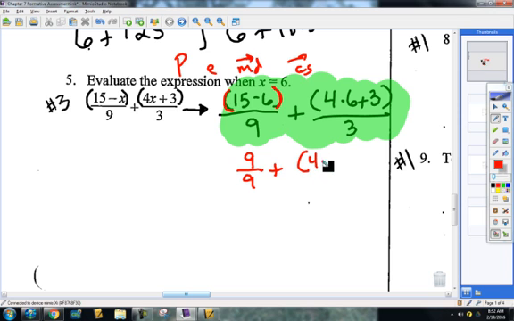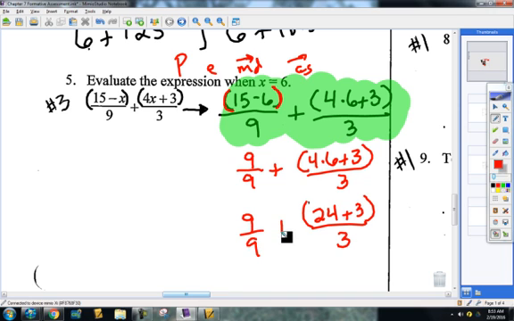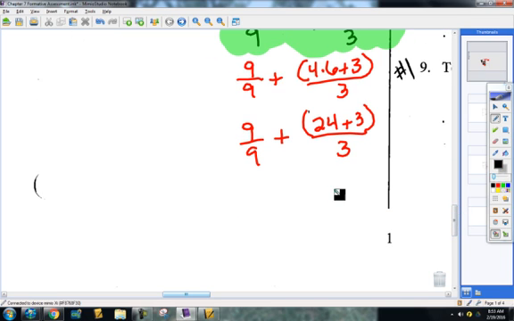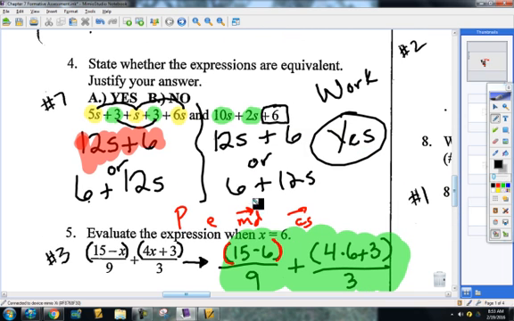Remember, everybody in this room is capable of understanding what one step at a time means. Every single person in this room. Now I'm going to do the next parentheses. 4 times 6 is going to give me 24. Bring down 9 divided by 9. I did one step. Now 24 plus 3, that's going to give me 27. And then 9 over 9. There we go. Now I'm finally done with the parentheses step.